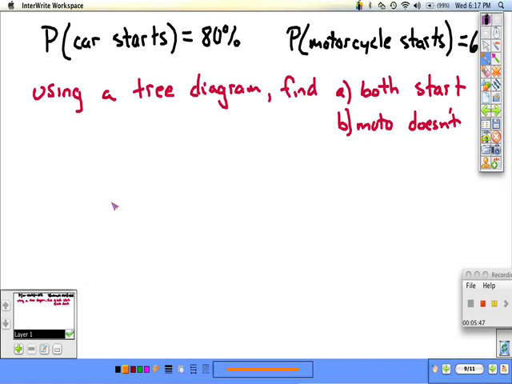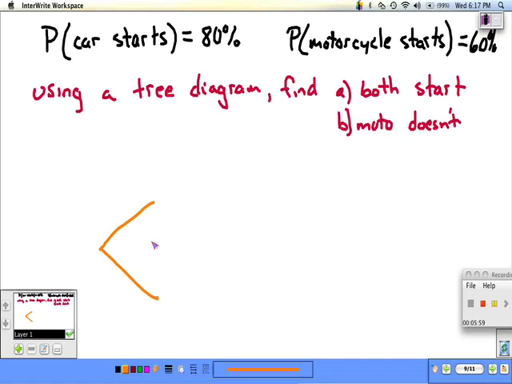In this example, the probability that a car starts is 80%. The probability that a motorcycle starts is 60%. We're going to use a tree diagram to find these two probabilities. One event is that the car starts. The other possibility for the first event is that the car doesn't start. I'll call that car broken. The second event is the motorcycle. And the motorcycle can either start or the motorcycle can be broken.